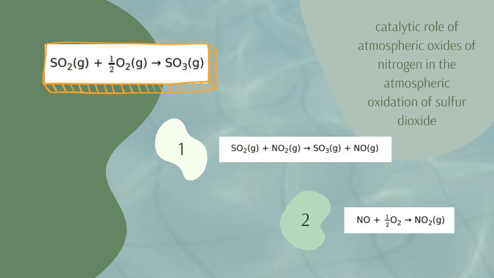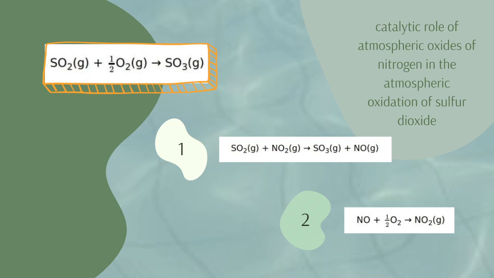As you can see, sulfur dioxide is being oxidized into sulfur trioxide in the overall reaction. However, the complete catalysis of the oxidation of sulfur dioxide actually involves two steps. First, the nitrogen dioxide present in the atmosphere reacts with sulfur dioxide to form sulfur trioxide and nitrogen monoxide. At this stage, nitrogen undergoes a change in oxidation number from +4 to +2, while the change in oxidation number of sulfur is from +4 to +6. Next, the nitrogen monoxide proceeds to react with the oxygen in the atmosphere, and thus the nitrogen dioxide is reformed.